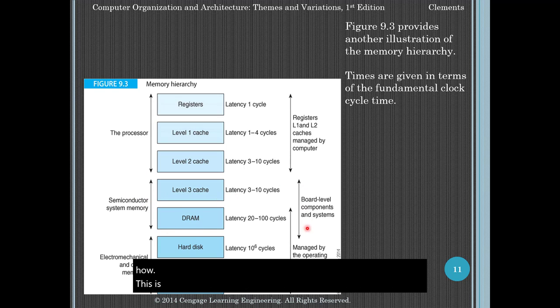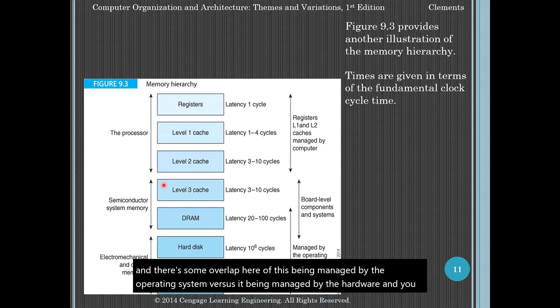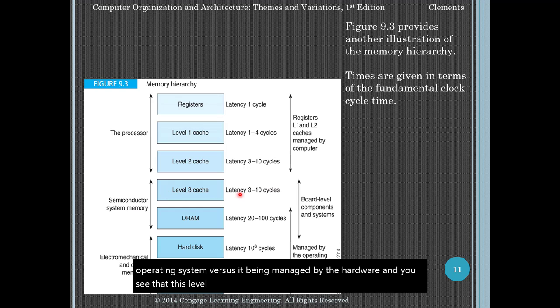Now, this is the board level components and systems. And there's some overlap here of this being managed by the operating system versus it being managed by the hardware. And you see that this level 3 cache isn't managed by either. We'll get to that because it's kind of a special case. And so then as we dig down into those managed by the operating system, there's our DRAM, those sticks of RAM, and then our hard disk, and then again, those optical drives.